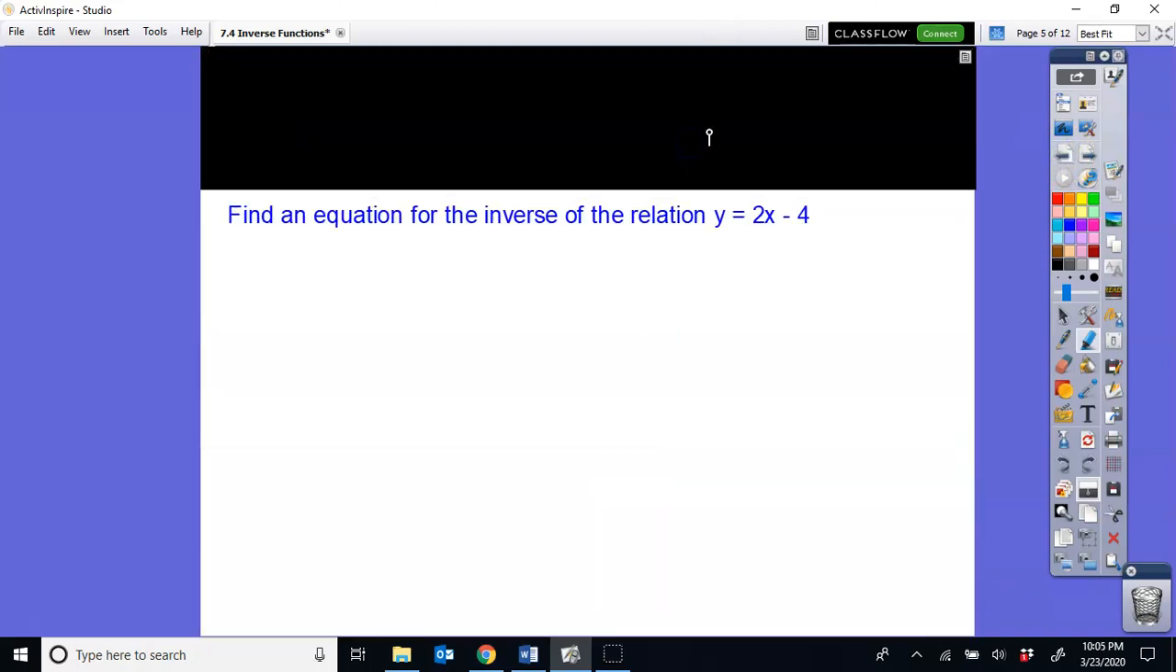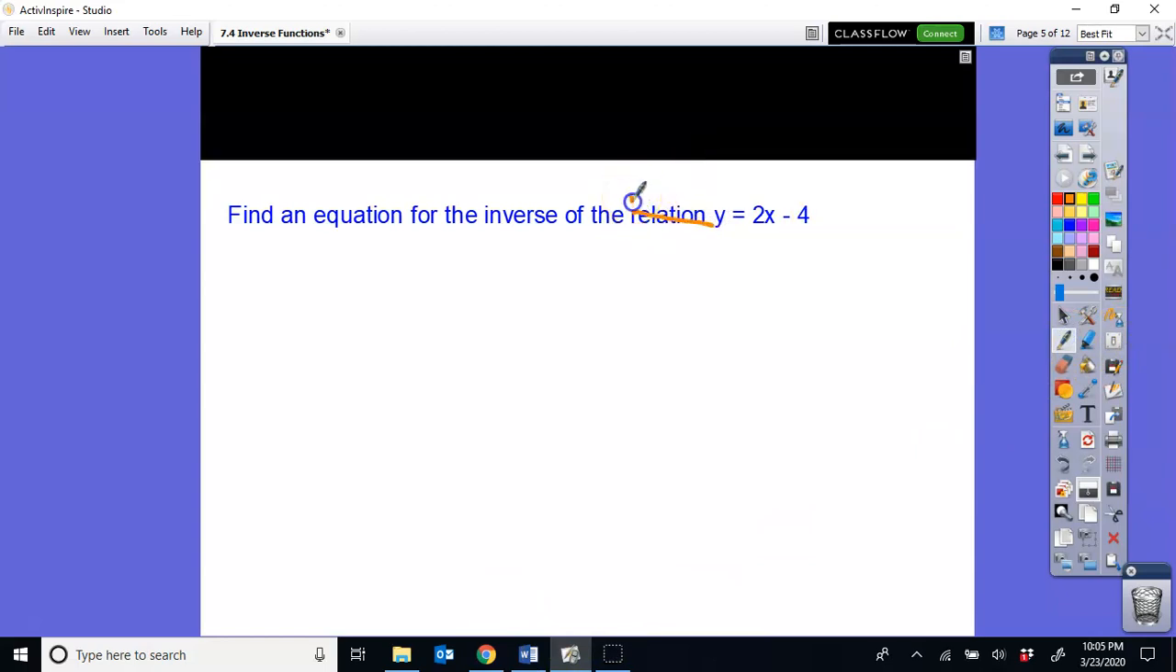And so what I have is y equals 2x minus 4. I'm not real sure why I put relation there, typo. We're going to find the inverse of this function. So number one, it's y equals 2x minus 4. I want you to sit and think for just a second. What do you think you would do to find the inverse?